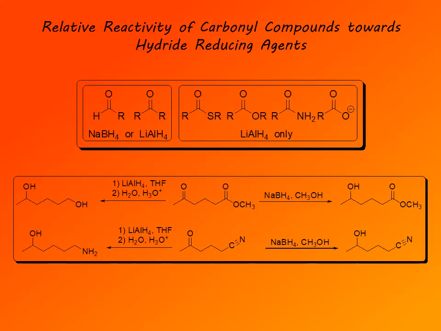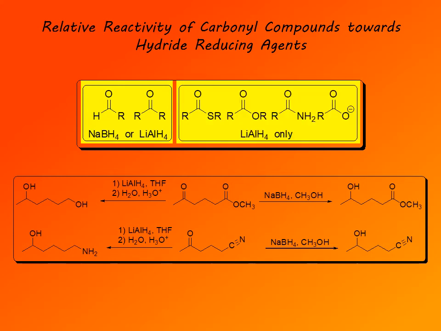Two of the most common reagents for reduction of carbonyl compounds are sodium borohydride and lithium aluminum hydride. As we have seen in previous videos, aldehydes and ketones can be reduced by treatment with either sodium borohydride or lithium aluminum hydride. On the other hand, carboxylic acids and derivatives are reduced only by treatment with lithium aluminum hydride, and we can exploit that in synthesis to prepare a desired product.